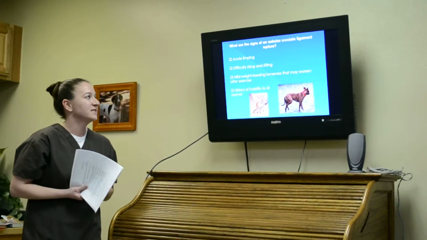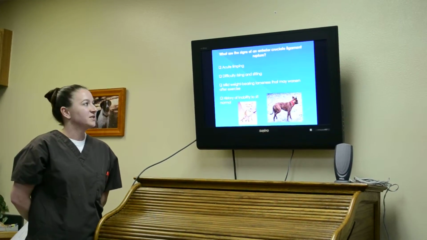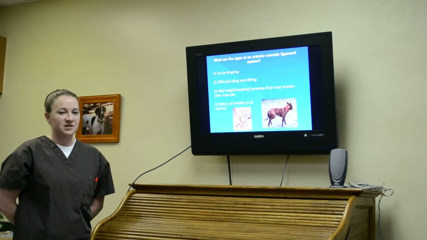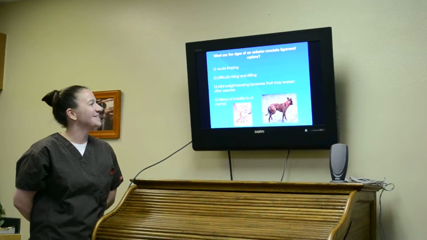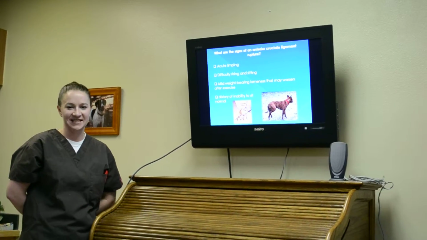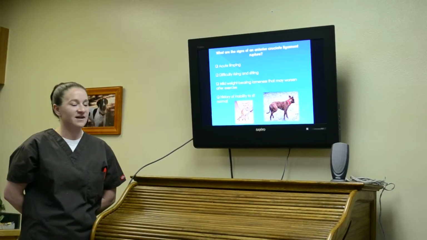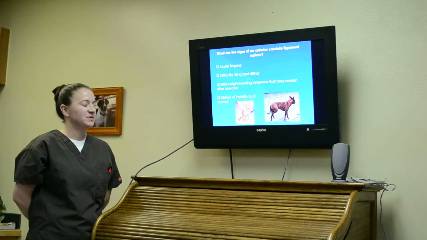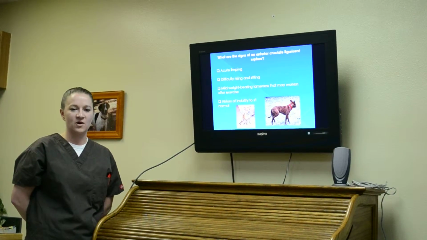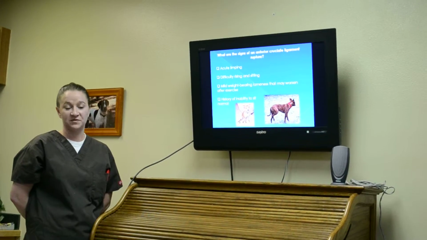A couple of the signs, as you can see in the pictures, I'll talk a little more about. There are a few signs of anterior cruciate ligament ruptures. One would be acute limping, as my dog Trinity here is doing. Another is difficulty rising and sitting, as well as mild weight-bearing lameness that may worsen after exercise, which was a really big sign for Trinity at the time because we'd go out for about a half-hour walk and she'd come back barely able to walk, which is very abnormal for her.